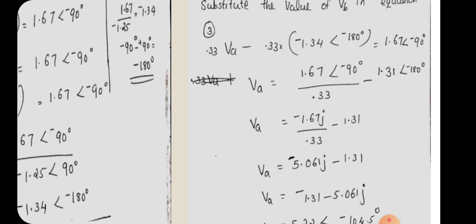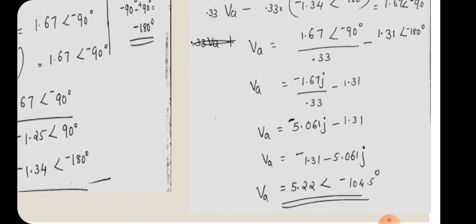Similarly, 1.67 angle minus 90 degree will be equal to minus 1.67 J. So I can write VA equal to minus 1.67 J divided by 0.33 minus 1.31. So VA will be equal to minus 5.061 J minus 1.31. I am changing the polar notation to rectangular notation in order to solve the equation. Based on the need, you can change the rectangular form into polar form or polar form into rectangular form. That depends upon the nature of the problem.